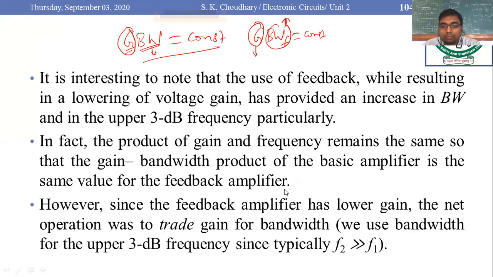So in this way we have seen that after applying negative feedback, gain decreases, but bandwidth increases. So this was the fourth characteristic of negative feedback, improvement in the bandwidth.